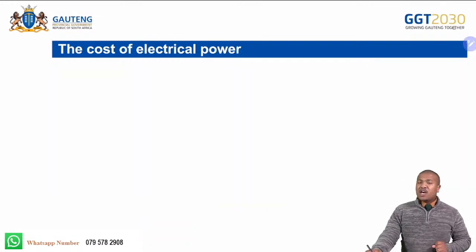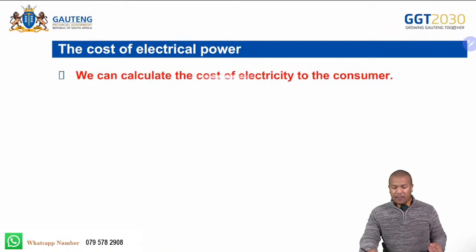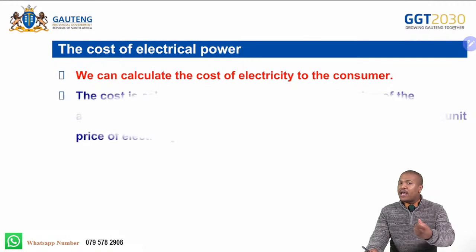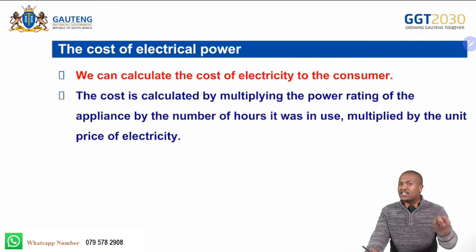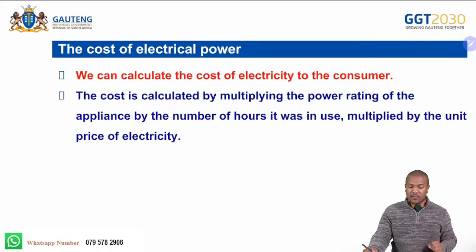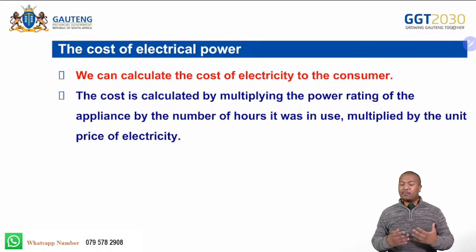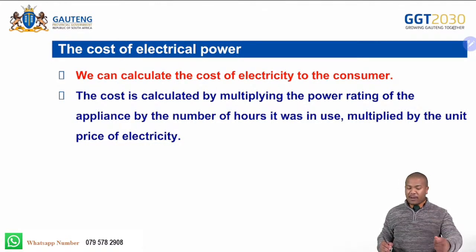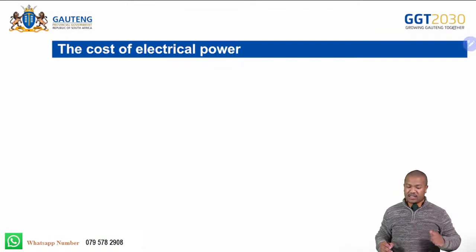Moving on. The cost of electrical power. So we can calculate the cost of electrical power to the consumer from what? From the meter reading, seeing how much they have used. So the cost is calculated by multiplying the power rating of the appliance by the number of hours it was in use multiplied by the unit price of electricity.